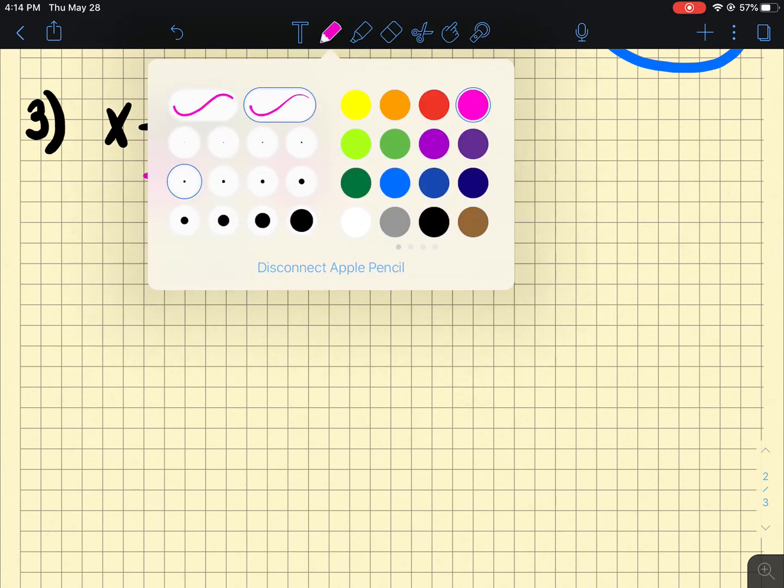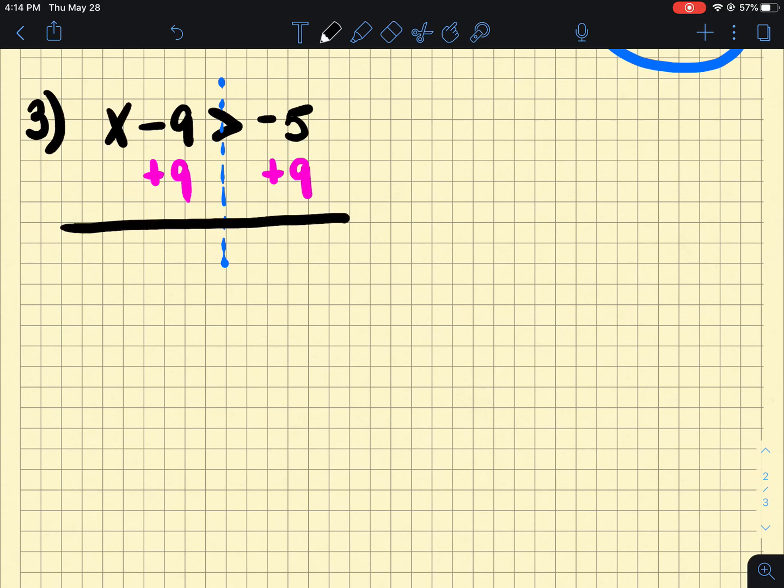Again, don't be ashamed to pick up your calculator. Depends on where your working memory is, depends on how tired you are. Negative 5 plus 9 is positive 4. Did you get that right?